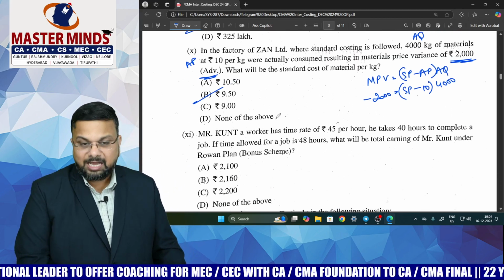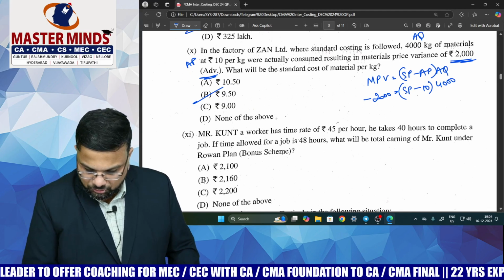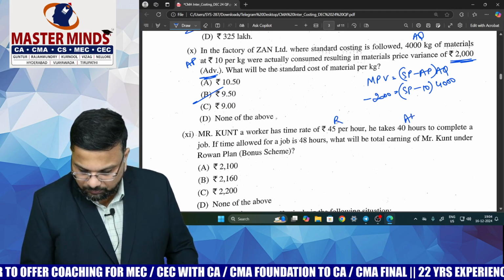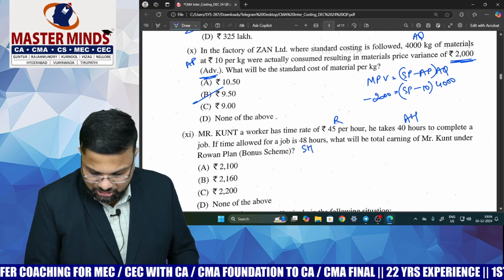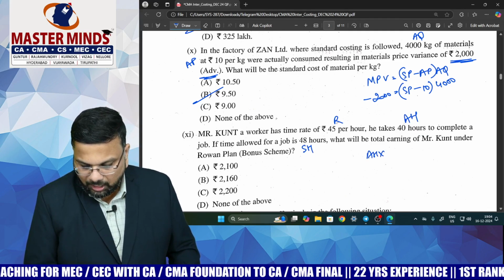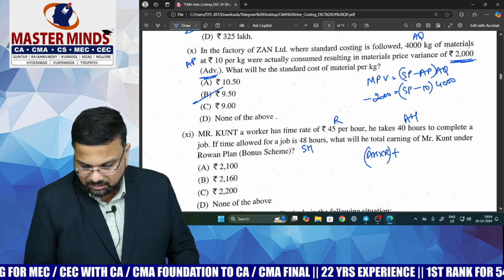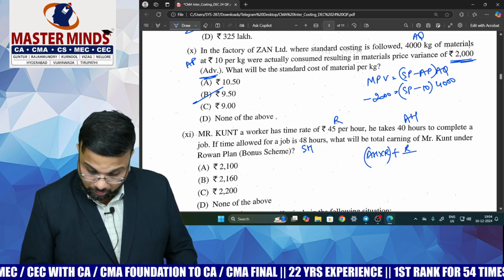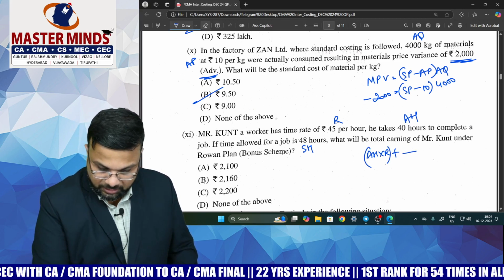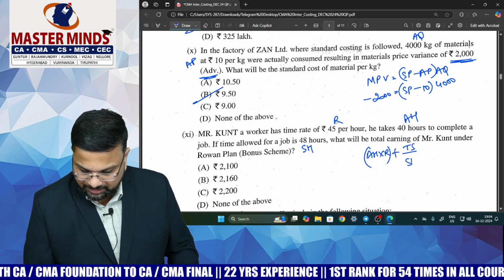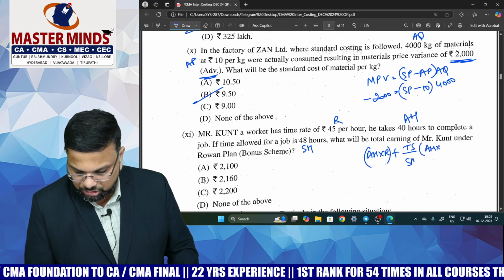Okay. Now they're asking us to calculate wages under Rowan plan. So this one will be your R, this one will be your AH, this is your SH. So AH into R plus time saved by SH into AH into R.